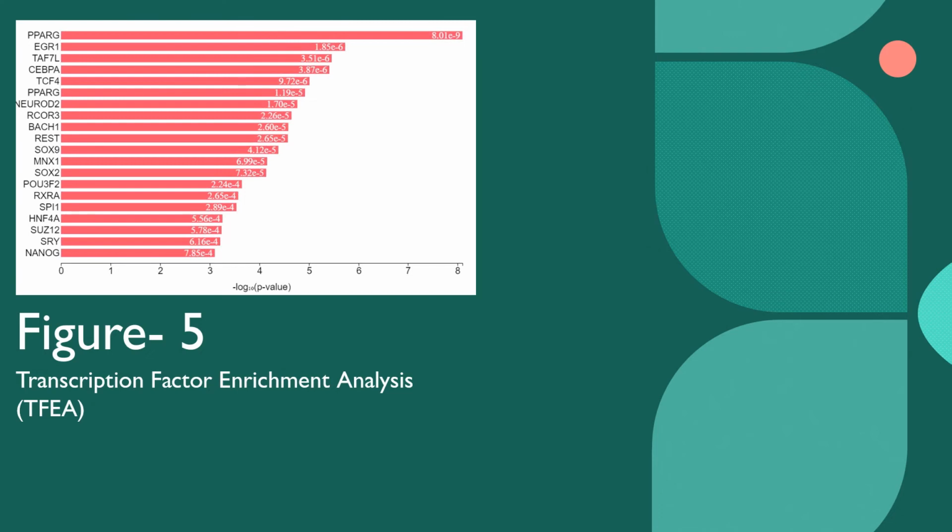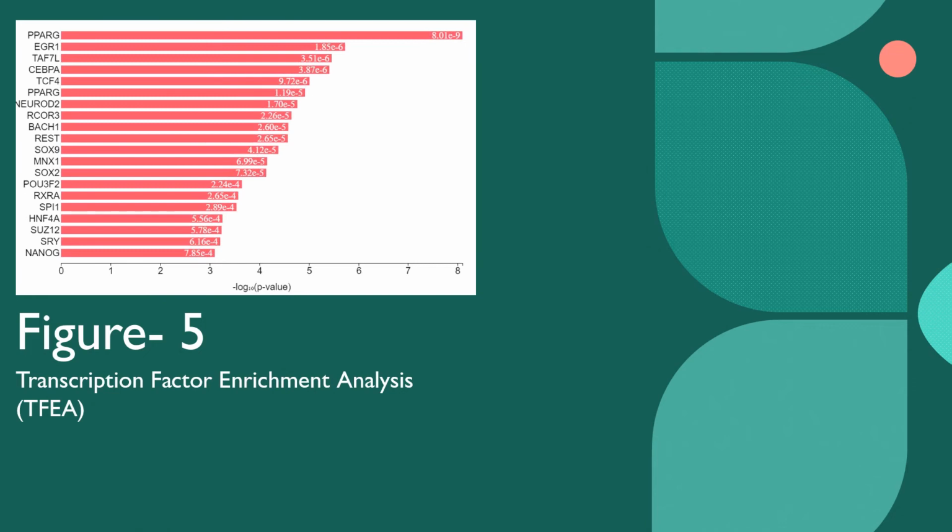TFEA also deduced that PPARG targets 9 genes from the input list, that is AQP7, LIPE, CIDEC, CD36, G0S2, FABP4, GPD1, ATP1A2 and LEP. We then moved on to kinase enrichment analysis, which predicted the protein kinases that are likely to be the regulators of the expanded protein-protein interaction network from the previous step.